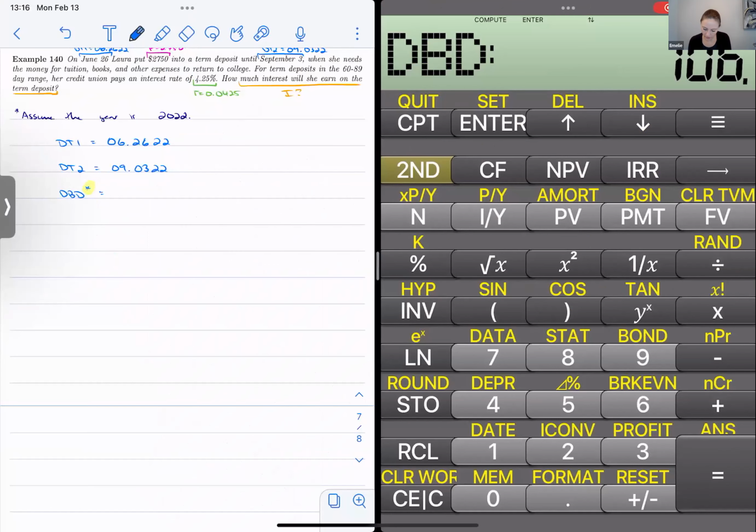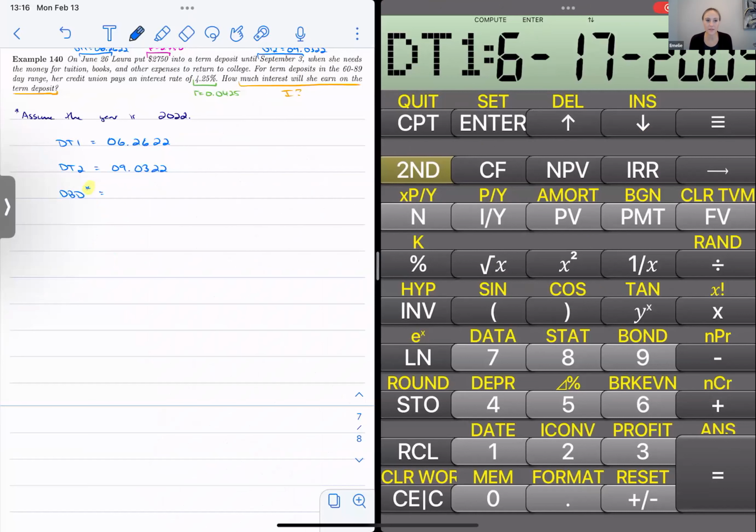There. Okay. So I'm already in the days between dates calculator. So all I have to do is go back and overwrite the dates. That's totally fine. Just don't miss anything, right? Don't leave the old date. And so date 1 is 06.2622. Now I'm going to hit enter just to make sure that it's 2022, which it is, right?